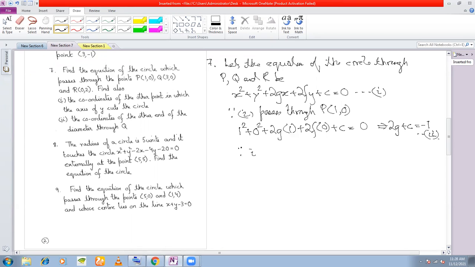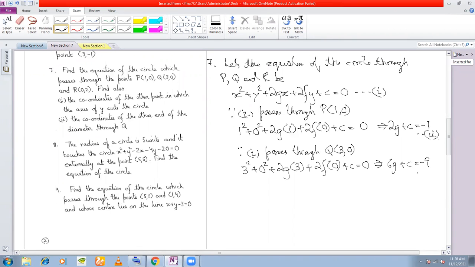Now also, since 1 passes through this next point Q(3, 0), put x is equal to 3 and put y is equal to 0. That means here you get 6g plus c is equal to minus 9. Call this equation number 3.